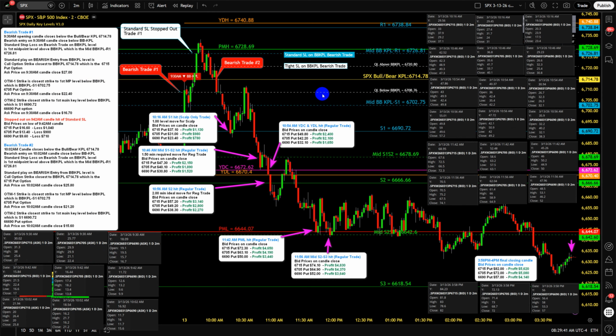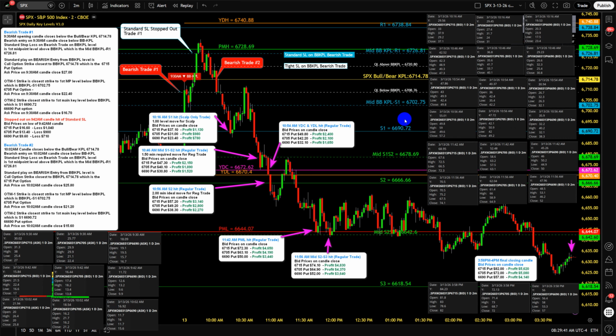The 2 out of the money OTM strikes you can consider on this trade. How you figure that out with this indicator is you look in the direction of the trade. You go to the first midpoint level below, since this is a bearish trade. That is mid BBKPL S1 67.0275. The closest strike to that is the 67.05 strike. The 67.05 put option, the ask price of the 9:30 a.m. candle close is $22.40.